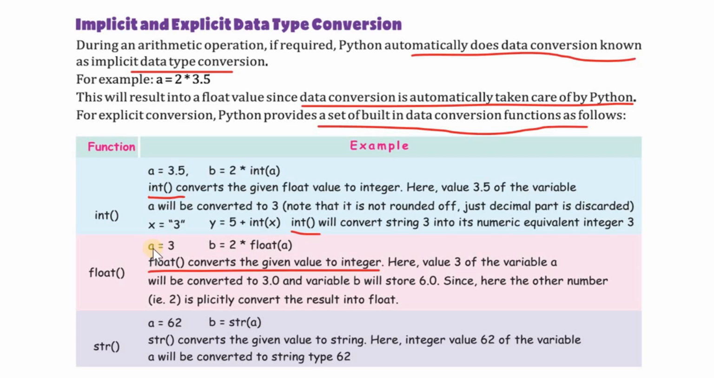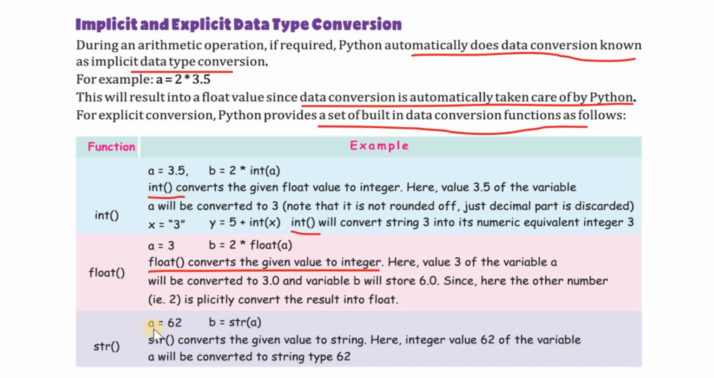See for example here a is 3, and if I write b = 2 * float(a), so first a, which is 3, will be converted to decimal, so it will be 3.0, and inside b will be stored 2 * 3.0, which is 6.0. Okay.